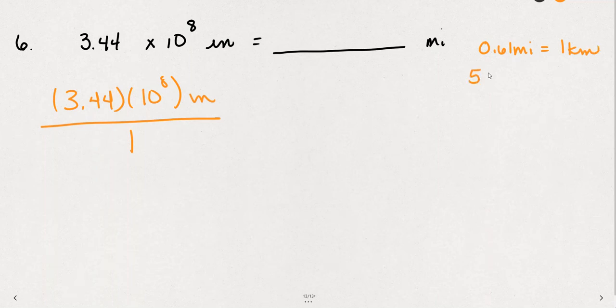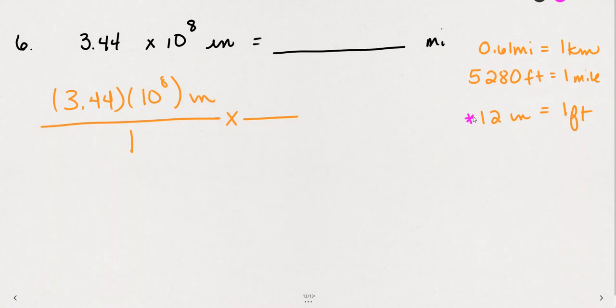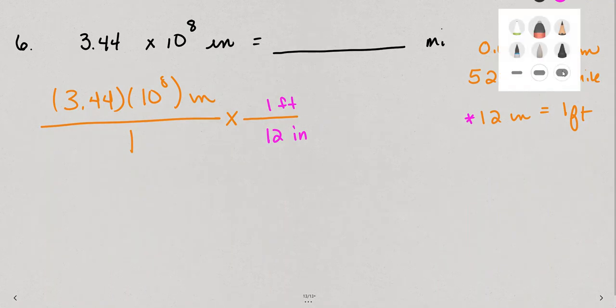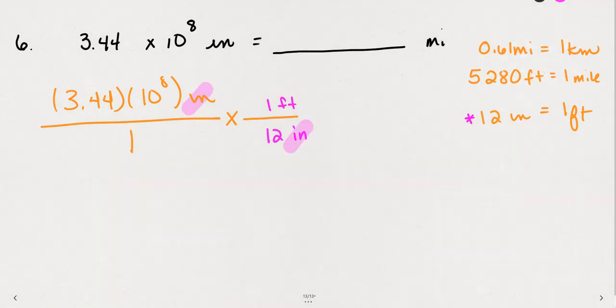We know that there's 5,280 feet in 1 mile, and we know that there's 12 inches in 1 foot. So these are the different things we would need to use. Let me show you what we could multiply here. We could go from inches to feet. 12 inches, 1 foot. And that would divide out inches over inches, right?